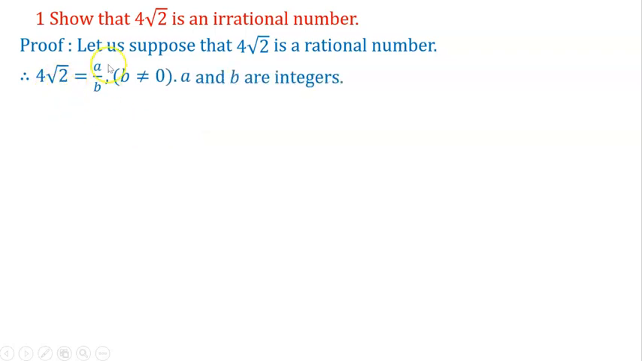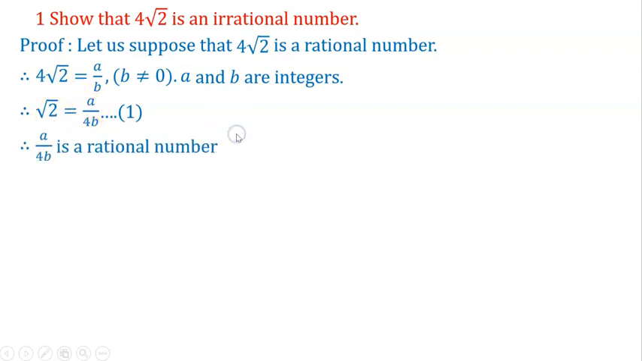4 root 2 is equal to a upon b. As it is a rational number, we can express it in the form a upon b, where b is not equal to 0, and a and b are integers. Now after simplification, you will get root 2 is equal to a upon 4b. This is the first expression.